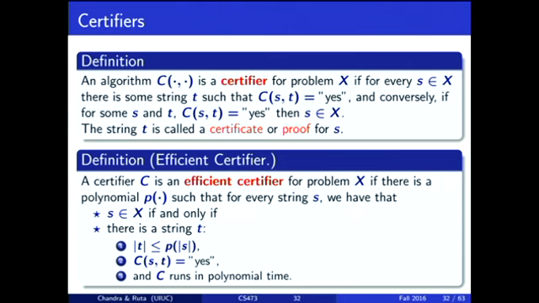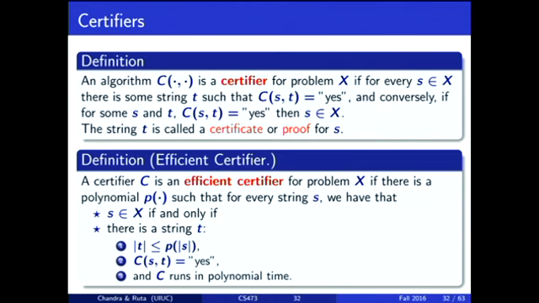Moreover, if the input is not a yes instance, that means it's a no instance. If the formula is not satisfiable, then the verifier will not say yes to any proof you give it. You cannot fool it into being convinced for a formula which is not satisfiable. Is that clear? It's called an efficient verifier if it has the following feature: the certifier itself runs in polynomial time.